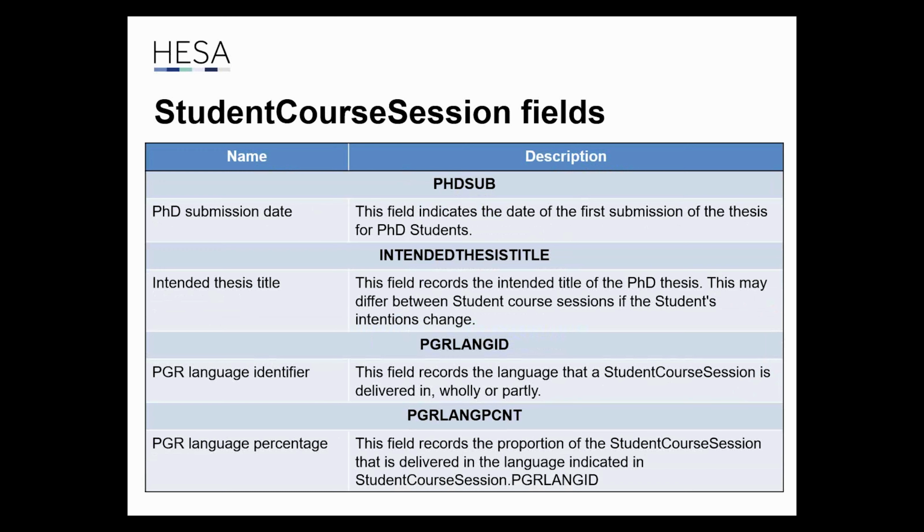So what we're interested in here is what is the relevant language that's recorded in the language ID field, and then what proportion of the student course session was delivered in that language. So it does mirror that requirement at the module level. What we have at the module level is the language ID for a given module and then the proportion of that module delivered in that language, whereas this is at the student course session level, so that we still have that information for PGR students.